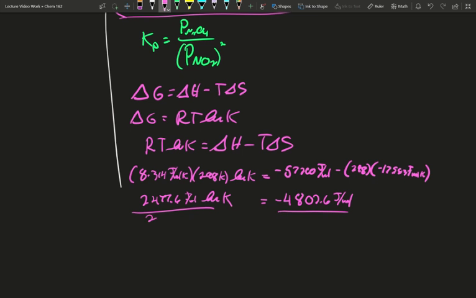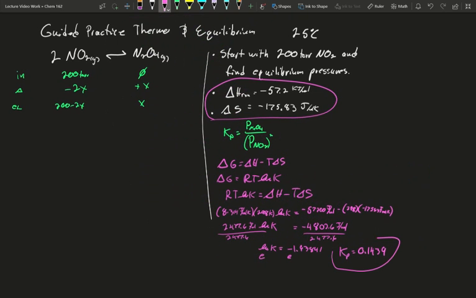Divide by the 2,477.6 on both sides. Natural log of K is negative 1.93841. E to both sides. Our K value, which was derived from our standard state gas law data, so this will be a Kp in our case, is 0.1439. So we have our Kp.